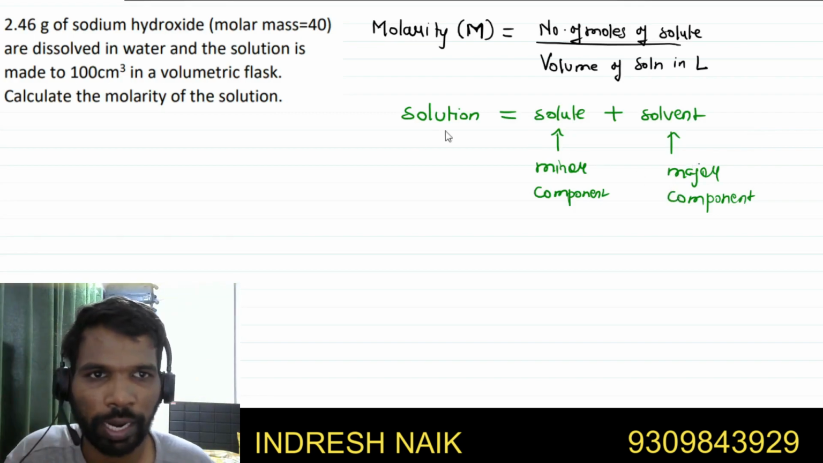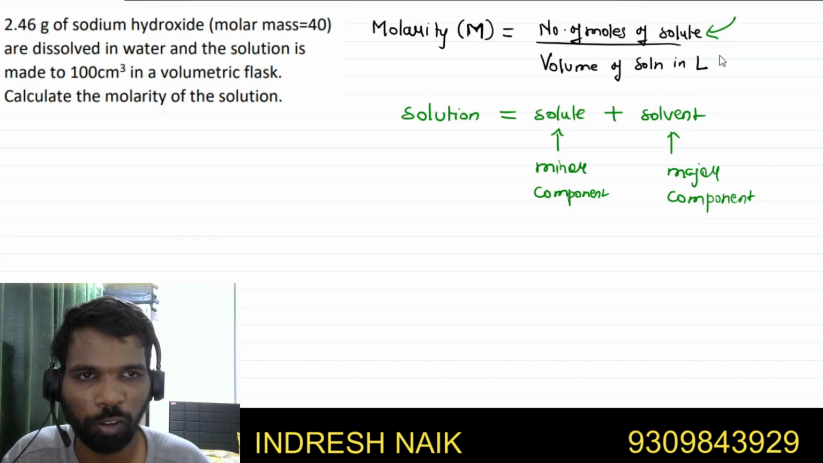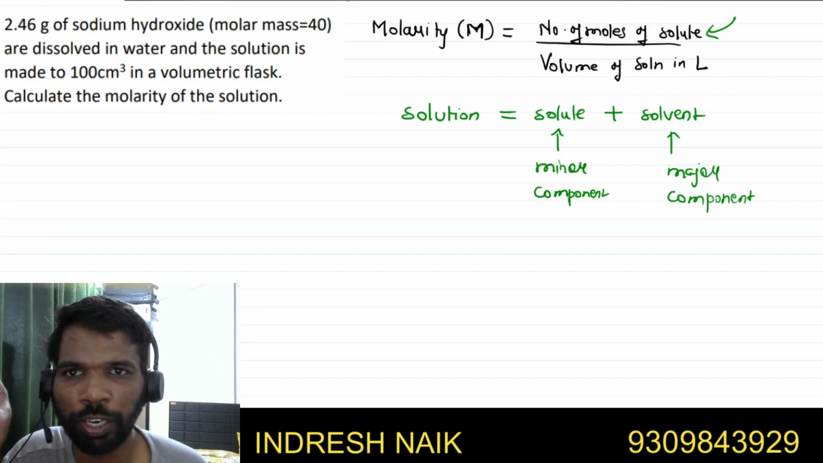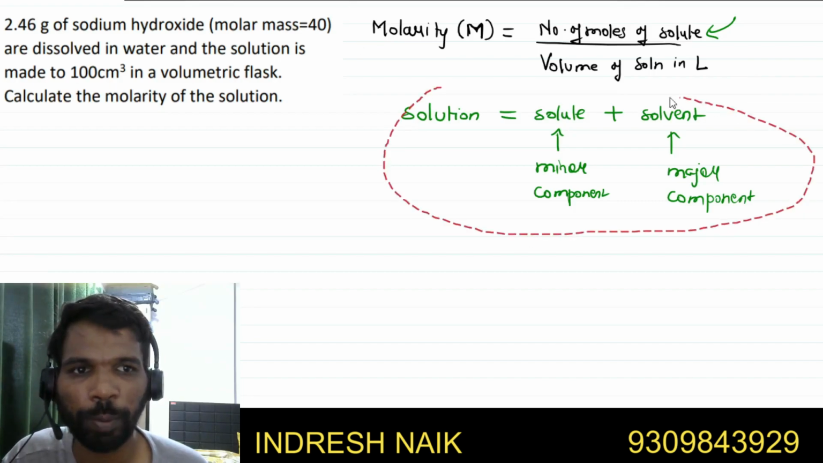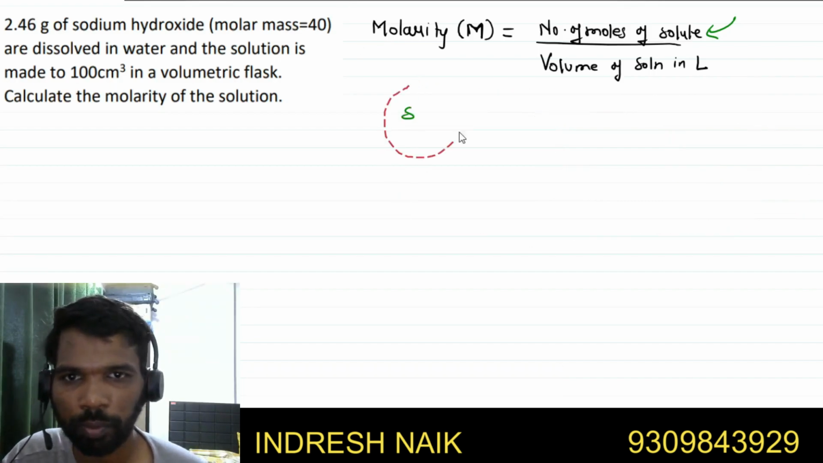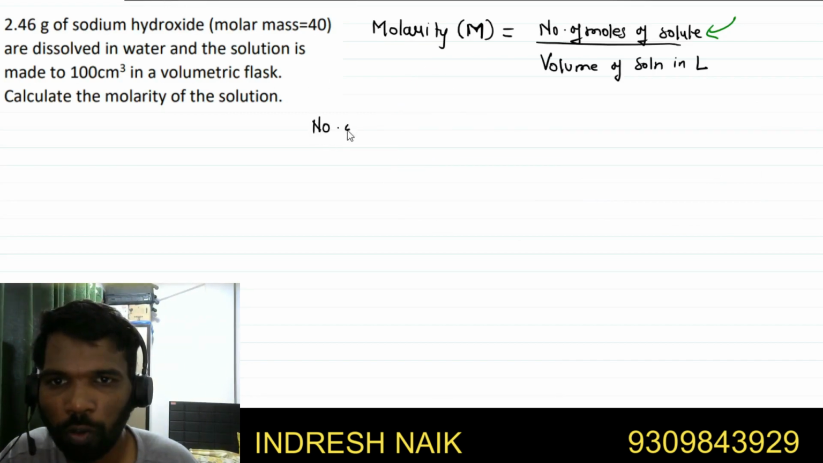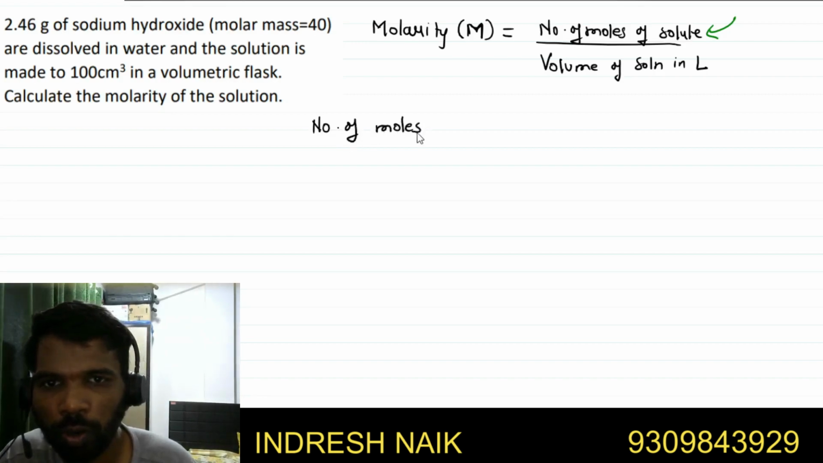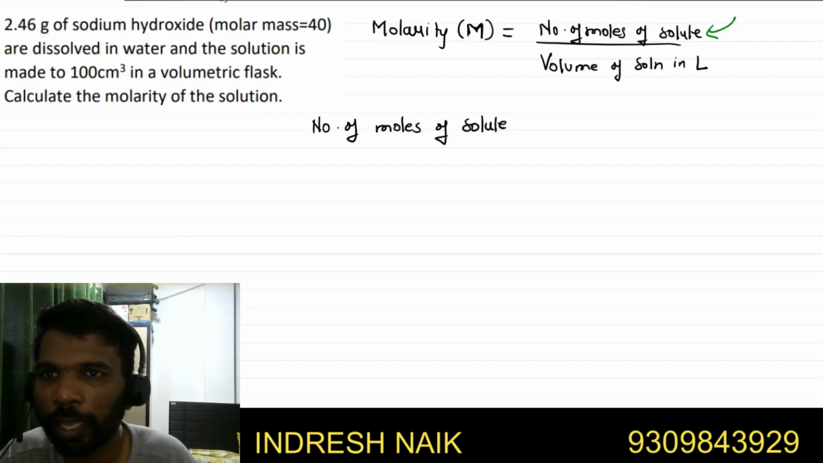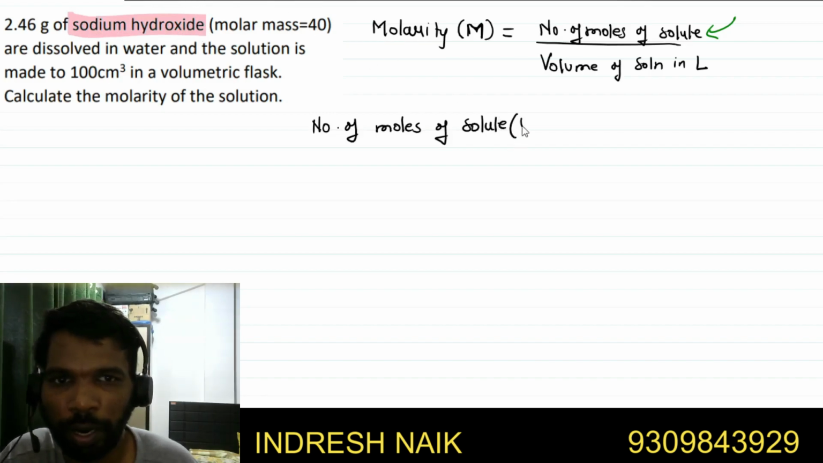So what I'll do is find the number of moles of solute first, then convert the volume of solution, and then substitute into the formula. That would be a more systematic way of doing this problem. So what is the number of moles of solute? What is the solute over here? The solute is NaOH. Sodium hydroxide is the solute, right?